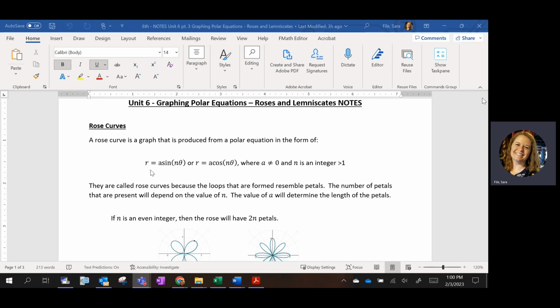You've got r equals a times sine or cosine of n theta. So now it's not just theta inside the trig function. There's a coefficient, an integer coefficient. It says here that n is an integer greater than 1. So if there is some coefficient there, not just an understood 1, that's going to change this shape. It wouldn't be just a circle like sine of theta is.